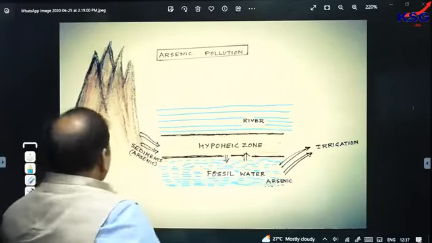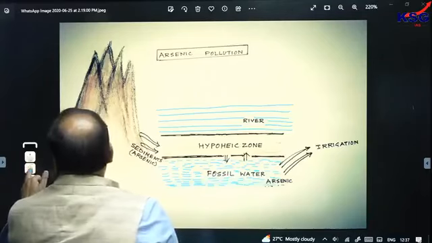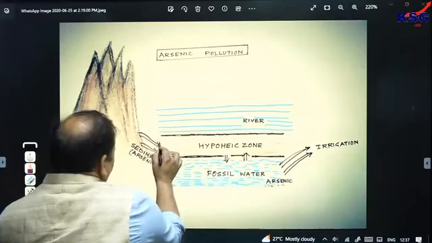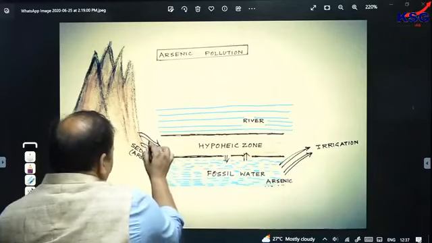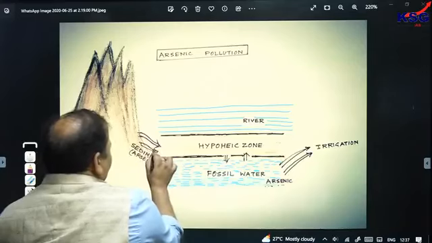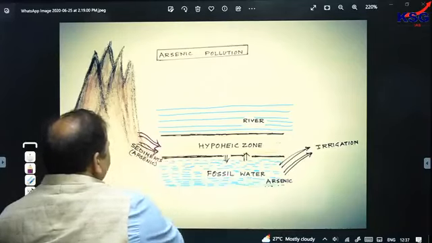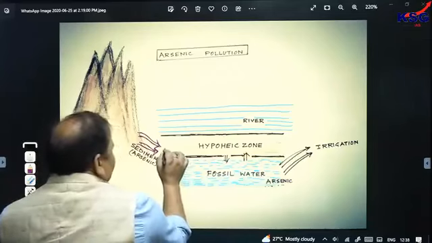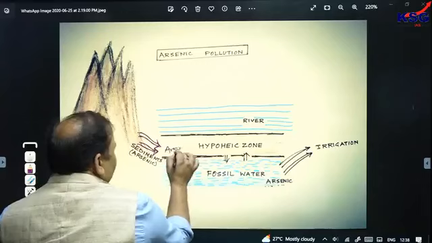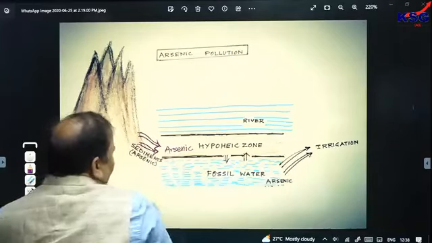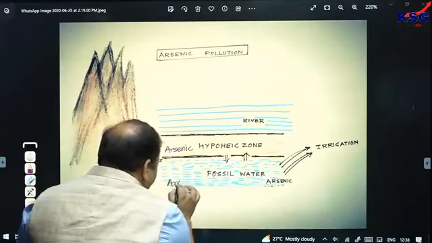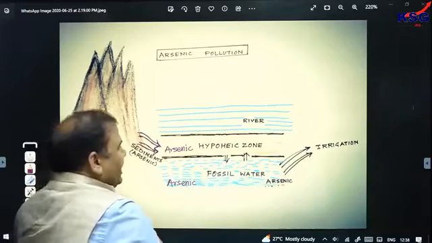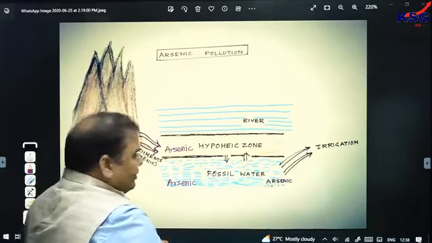So when the perennial rivers originated from the Himalayas, they were responsible for eroding these rocks. And arsenic was washed away as a sediment by the hyporheic zone of rivers.